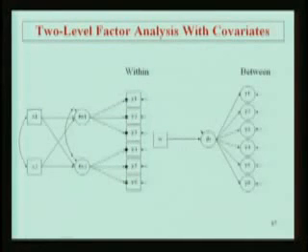The path diagram doesn't really have anything new in it except the addition of covariates. So we have our 2 factors, and on the within level, we're regressing on 2 covariates, x1 and x2. And on the between level, we're regressing on 1 cluster level covariate, W.